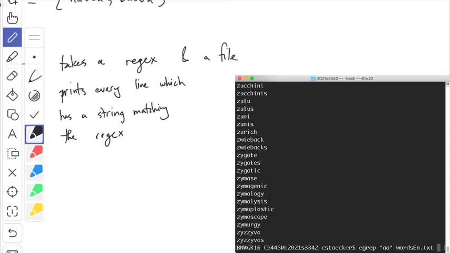What it's going to do is print out every line in the file which has a substring that matches this pattern, or this regular expression AA. Can anybody guess a word, something that might appear here? Yeah, aardvark, that would be my first guess. It's going to print out every word which has A followed by A in it, and one such word is aardvark.